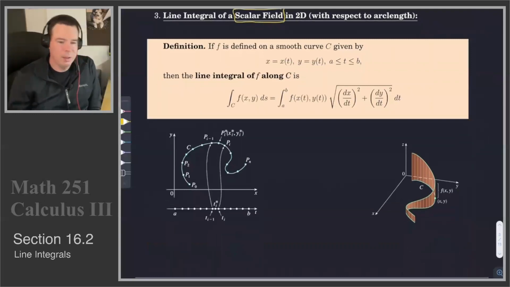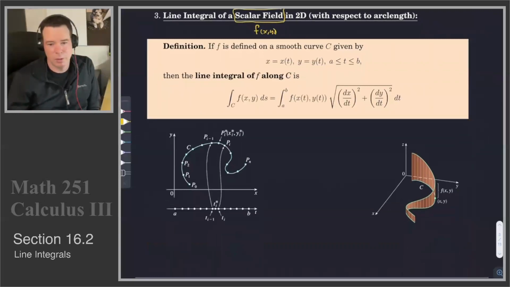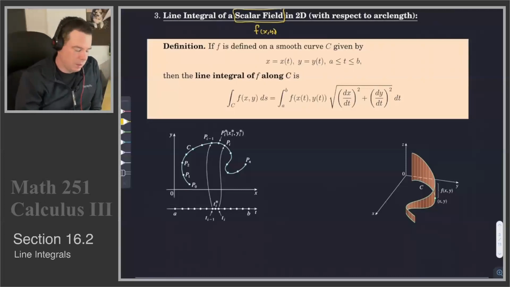When we say the integral of a scalar field, we just mean that there's some function f of x, y, possibly z. It could be 2 variables, 3 variables. But the idea is we've got a function with multiple inputs and a single output. That's as opposed to a vector field, which has multiple inputs and multiple outputs. So when you see the word scalar field, just think of a function, little f. And the line integral of a scalar field is given by this definition in the box.